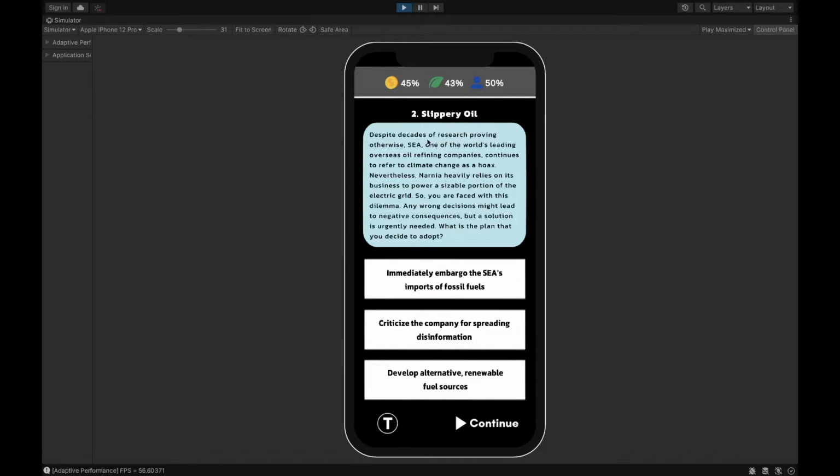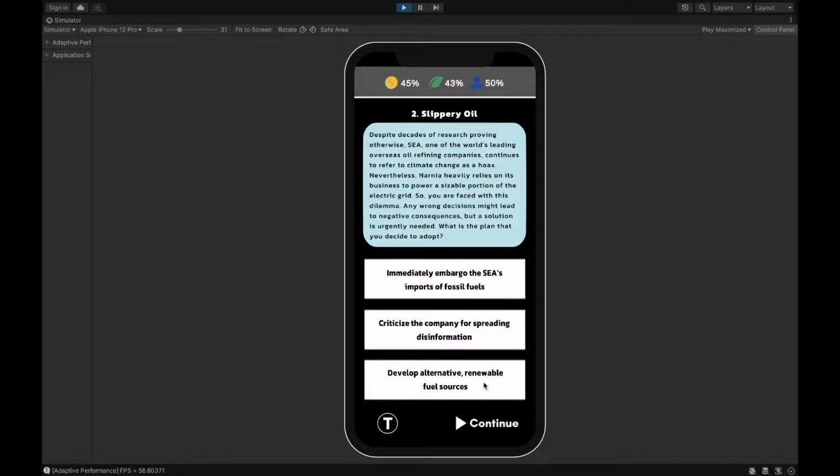So next, for slippery oil, despite decades of research proving otherwise, SEA, one of the world's leading overseas oil refining companies, continues to refer to climate change as a hoax. But nevertheless, Narnia heavily relies on its business to power a sizable portion of the electric grid. So you are faced with this dilemma. Any wrong decisions might lead to negative consequences, but a solution is urgently needed. What is the plan that you decide to adopt? So we can either embargo the SEA's imports of fossil fuels, criticize the company for spreading disinformation, or develop alternative and renewable fuel sources.